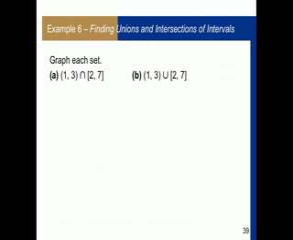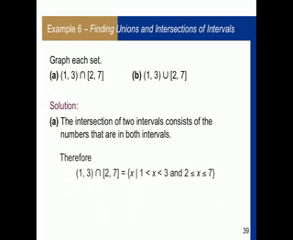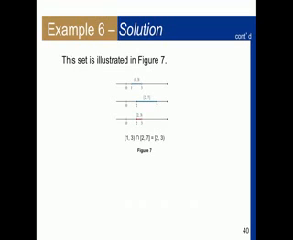We have the open interval of 1 to 3 and the closed interval of 2 to 7. And then we have, for letter B, the open interval of 1 to 3 and the closed interval of 2 to 7. We're going to find the intersection of 1 and the union in the next one. So for A, the intersection of the two intervals consists of the numbers that are in both intervals. So we're going to have 1 is less than x is less than 3, and 2 is less than or equal to x, which is less than or equal to 7. So it's going to be the closed interval at 2 to the open interval at 3.